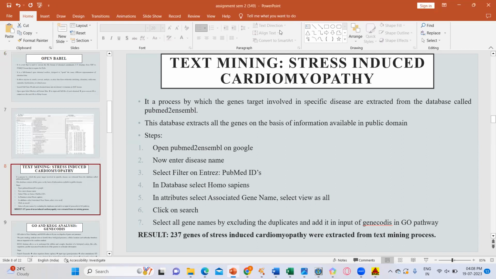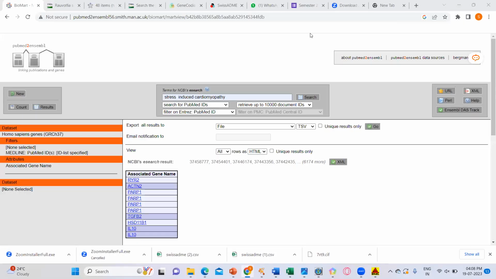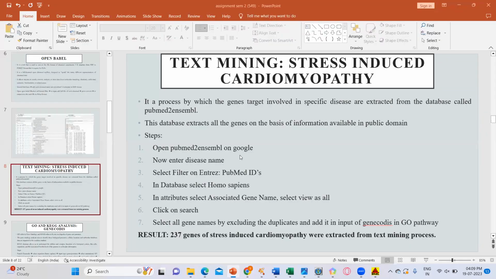So we'll look upon it. This is the PubMed2Ensembl database in which I have input my disease name. Here I have selected the filter as associated gene name, and these are the genes obtained. If I select all, then all gene names will appear, and these names are then added to GeneCodis. So in this text mining process, a total of 237 genes of stress-induced cardiomyopathy were extracted.